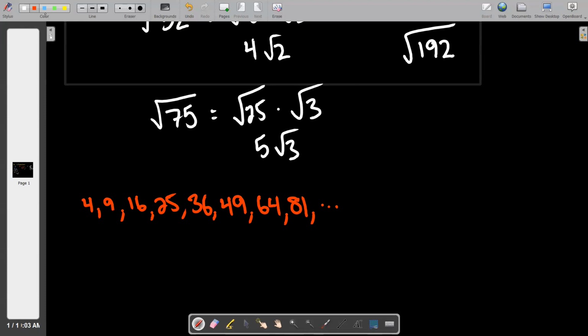And so if you take the square root of 192, you can break it into the square root of 64 times the square root of 3. And the square root of 64 is, of course, 8. So the simplified version of this is 8 times the square root of 3.